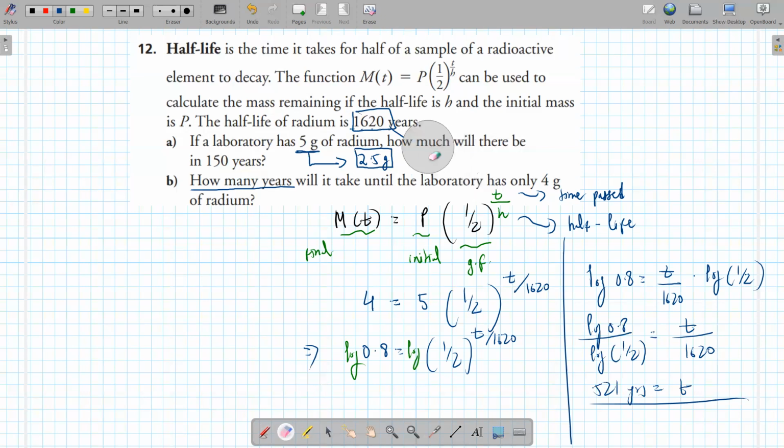What about to become 1.25 grams? If we start off with 5 grams, how long does it take to become 1.25 grams? So you need to go through 2 cycles of halving. It's another 1620 years. So it'll be 3240 years, right? There you go. So for this one, you don't really have to do maths.